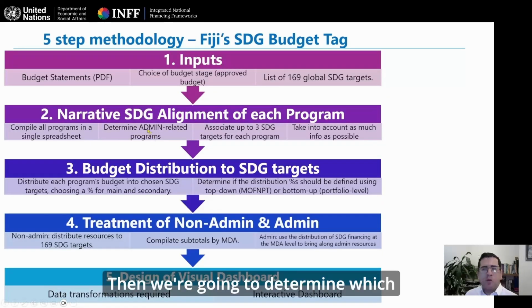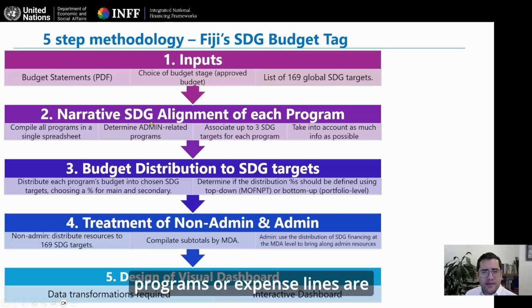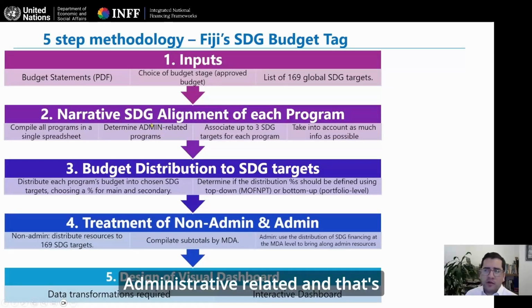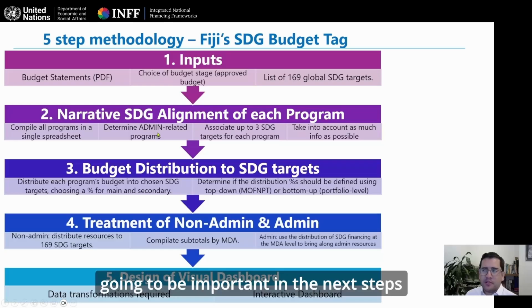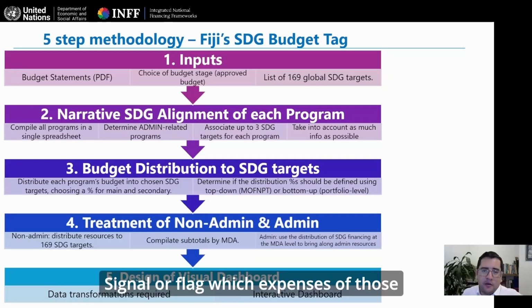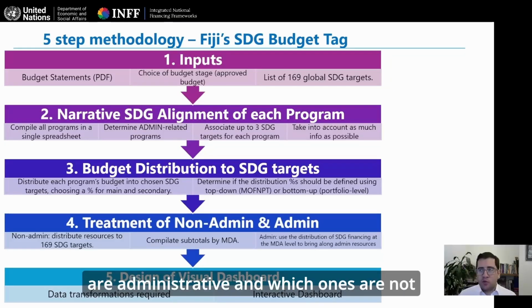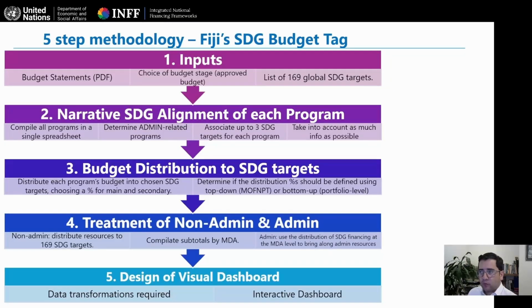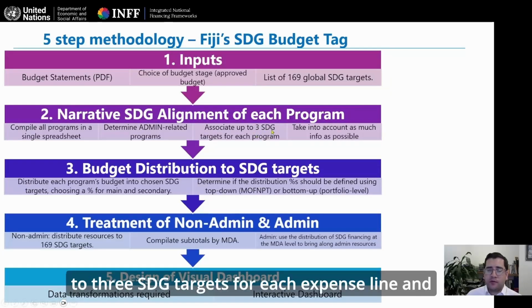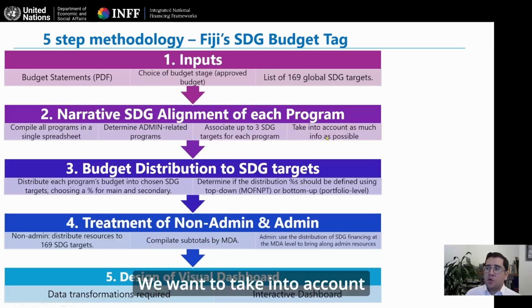Then we're going to determine which programs or expense lines are administrative related. That's going to be important in the next steps. We want to signal or flag which expenses are administrative and which ones are not. Then, as mentioned, we're going to allocate up to 3 SDG targets for each expense line, and we want to take into account as much information as possible.